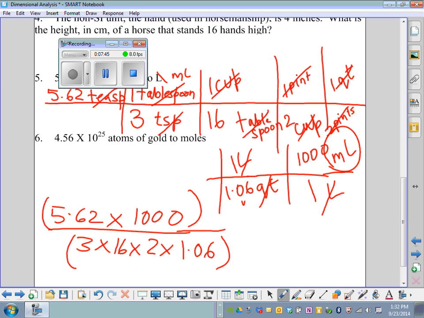Yes, Amanda? Are there 2 2's in the denominator? Are there 2 2's? Yeah. Okay, I missed that one. All right, so there's one more 2. Okay, thank you for pointing that out. So what do you get?